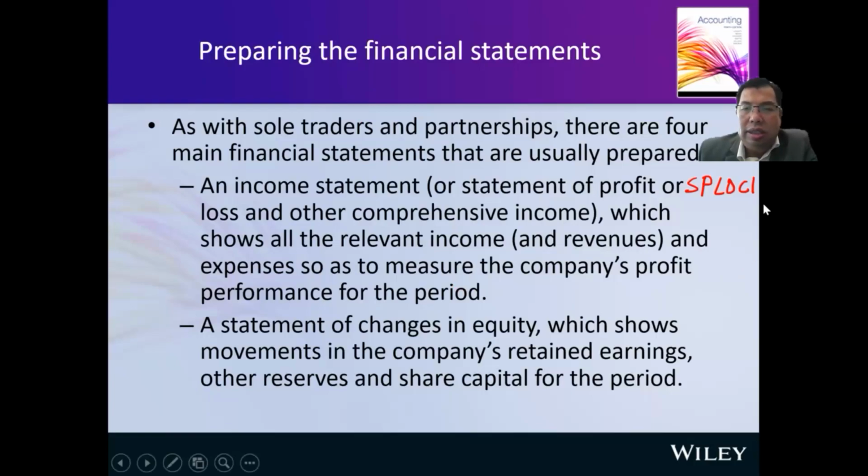So this is statement number one, statement of profit and loss, or loss and other comprehensive income. Number two is statement of changes in equity, which shows the movement of company retained earnings, other reserve and share capital. When you study AK 101, you have statement of changes in equity. It's very simple. Opening capital plus net profit minus drawing.